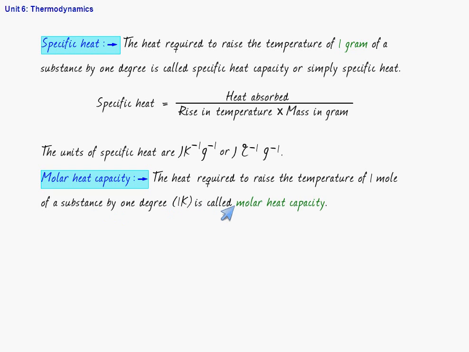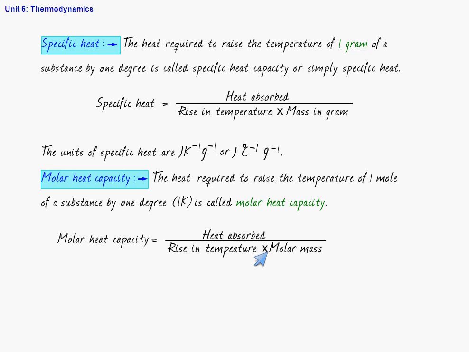Now, what is the formula then? Molar heat capacity is going to be heat absorbed upon rise in temperature into molar mass. The unit of molar heat capacity is joule per Kelvin per mole. Okay. So I hope you have understood these three terms very clearly. One was the heat capacity, other was a specific heat, and the third was molar heat capacity.